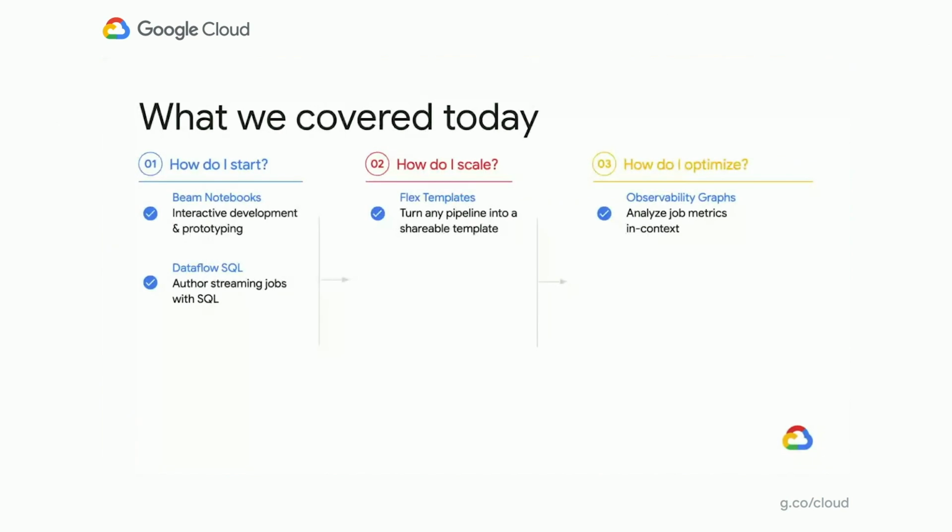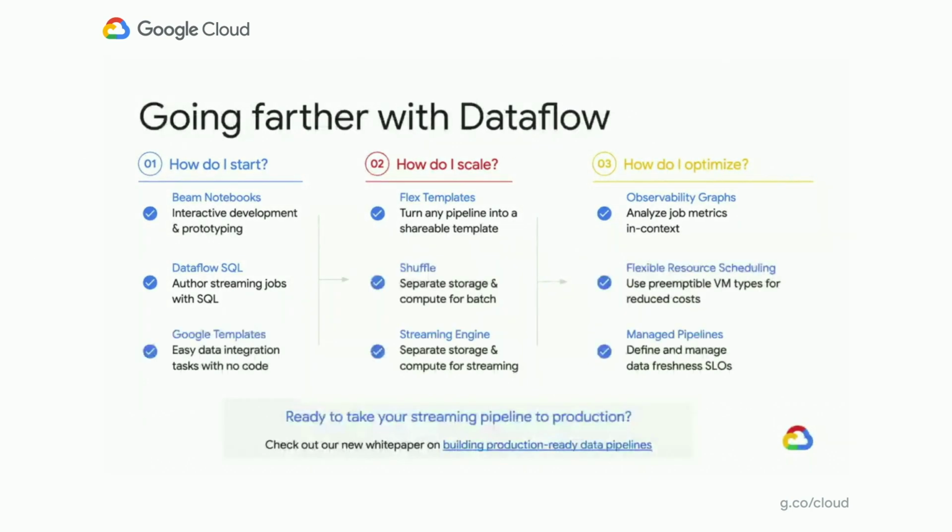So let's summarize what we've covered today. How do I start? We can start with Dataflow with notebooks or Dataflow SQL. How do I scale? We can scale our knowledge in organizations with Flex templates. And how do I optimize? We can maximize the performance of our jobs with the new observability experience. But note that is only a fraction of what Dataflow has to offer.